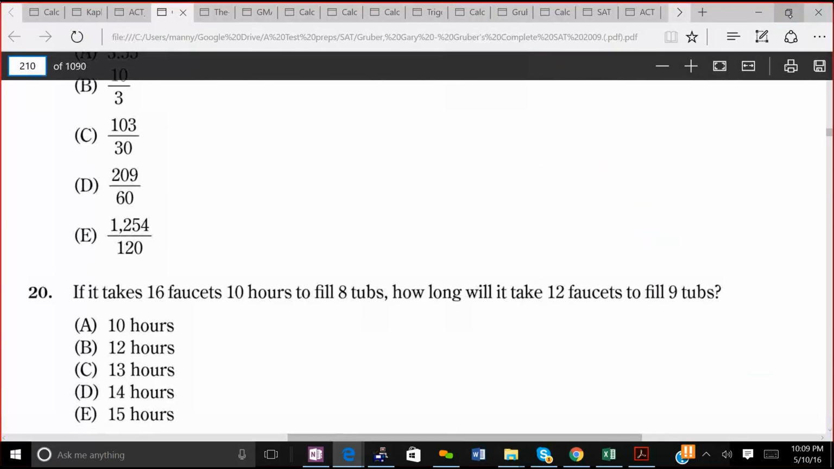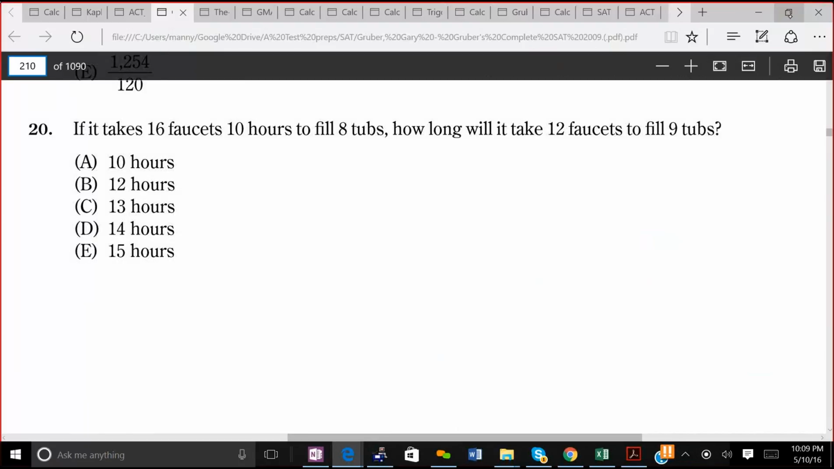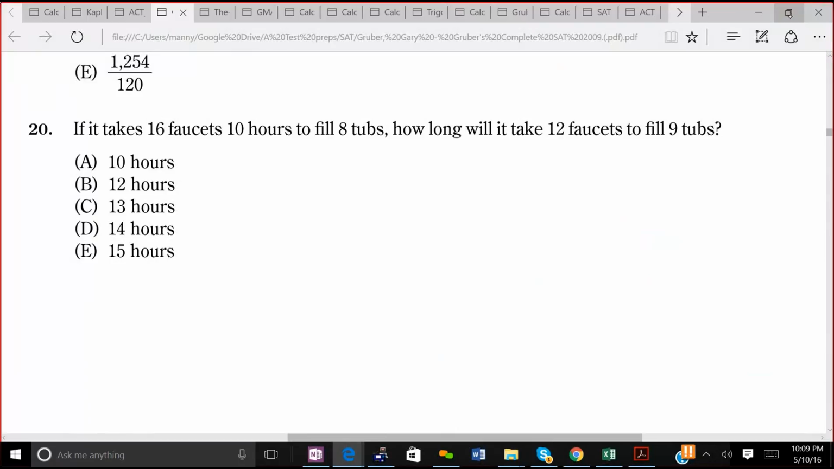So the next important question would be number 20. It's a 3-variable question. Go ahead and try it first. It takes 16 faucets 10 hours to fill 8 bathtubs. How long will it take 12 faucets to fill 9 bathtubs?